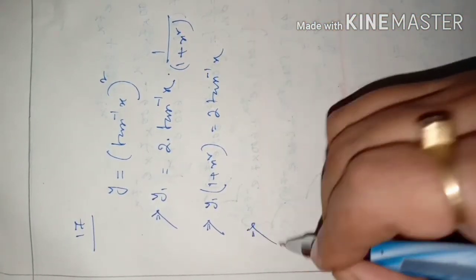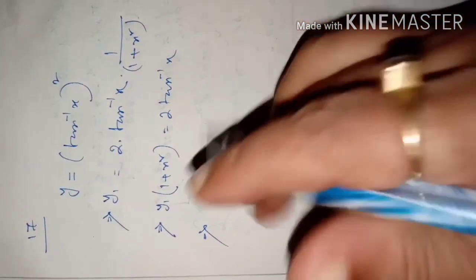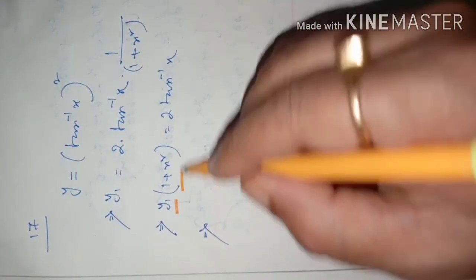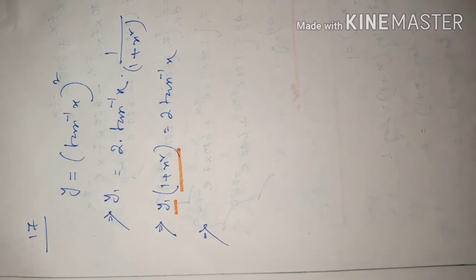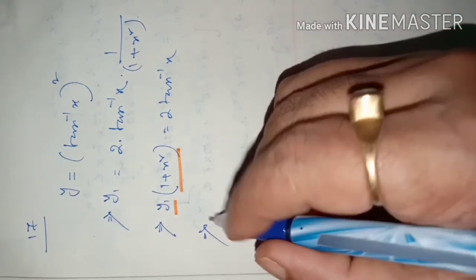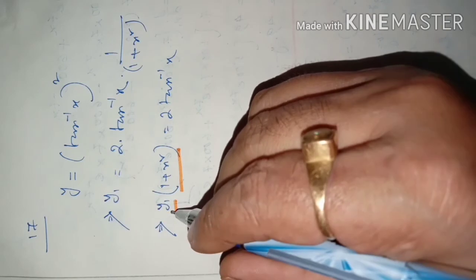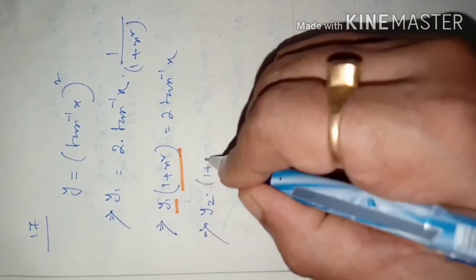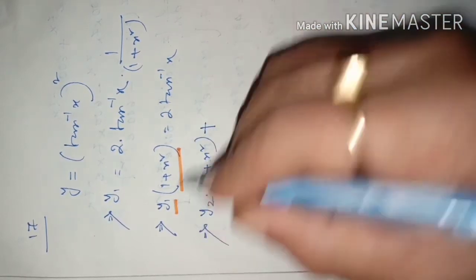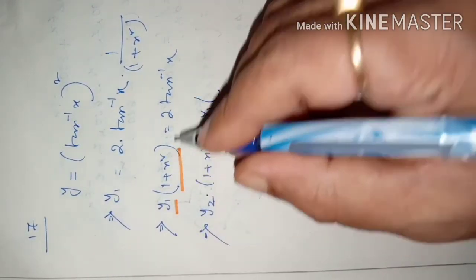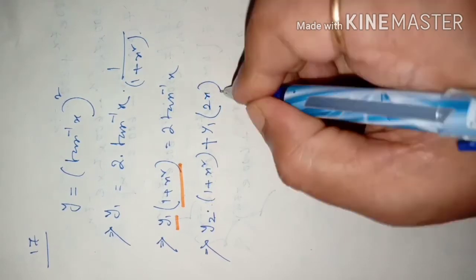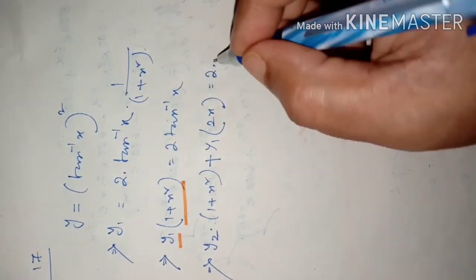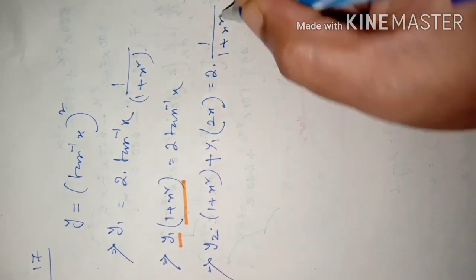Now again differentiating both sides, treating this as u into v, treat this one as u and this one as v. So using u into v formula, that is the product formula, d/dx of y1 is y2 into 1 plus x square as it is, plus now y1 as it is into d/dx of 1 plus x square is twice x, is equal to 2 into d/dx of tan inverse x is 1 by 1 plus x square.